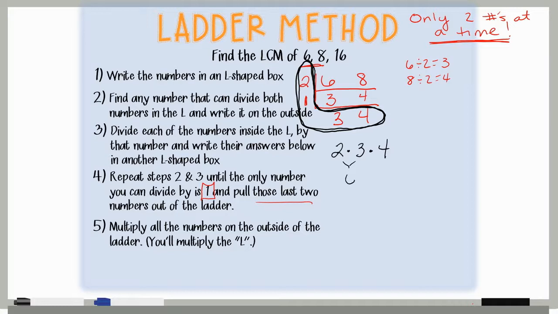So 2 times 3 is 6. Bring down the 4. 6 times 4 is 24. So right now I found the LCM of 6 and 8. So the LCM of 6 and 8 is 24.